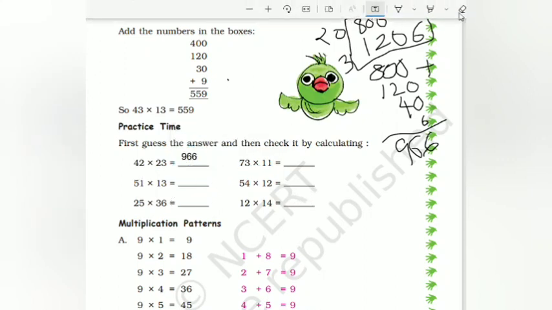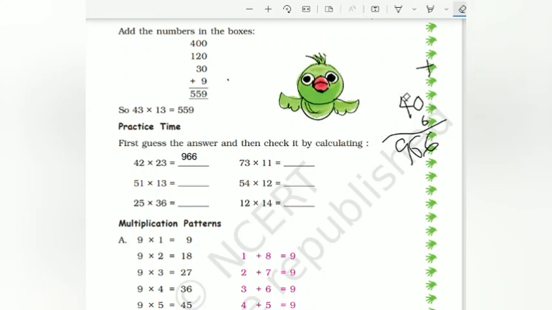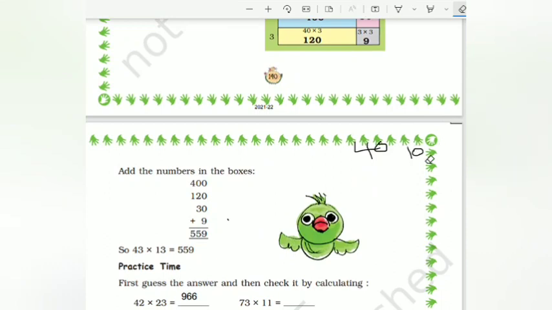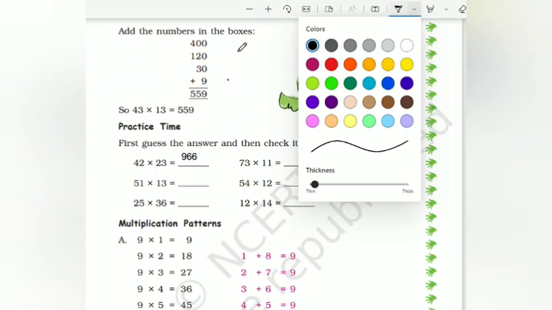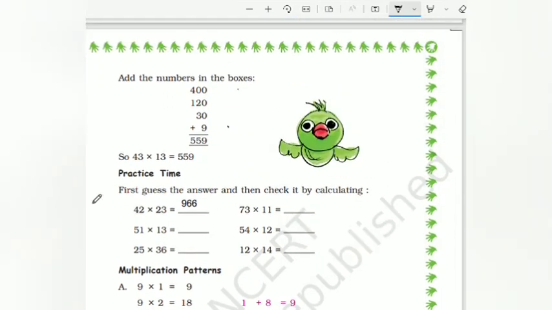Again, how to do this? 51 into 13. See, if you are not understanding, you have to repeat the video once more. Okay, a column will be drawn. In that column, you have to write this. So a column is drawn. Where is it drawn? 51 into 13. How to write that? Put a box here. 51 can be written as 50 and 1. 13 can be written as 10 and 3.